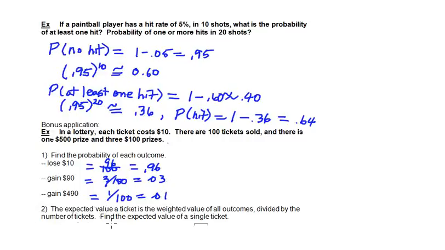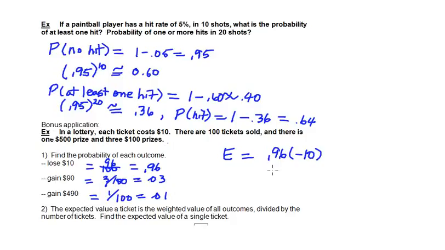Next, the expected value of a ticket is the weighted value of all the outcomes divided by the number of tickets. And this dividing by the number of tickets is incorporated in our probabilities over here, where we divided by 100. And so what we're going to say is that E, the expected value, is the sum of the weighted values of each of these possibilities. For the first possibility, the weight is 96%, but the value of that possibility is negative 10, because losing $10 is represented by that number.